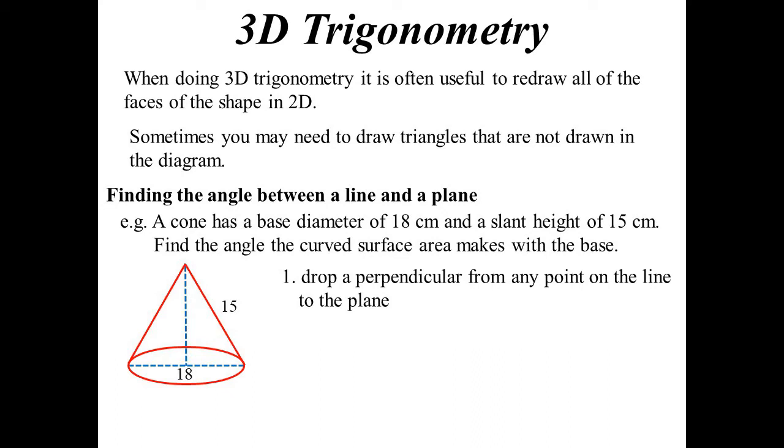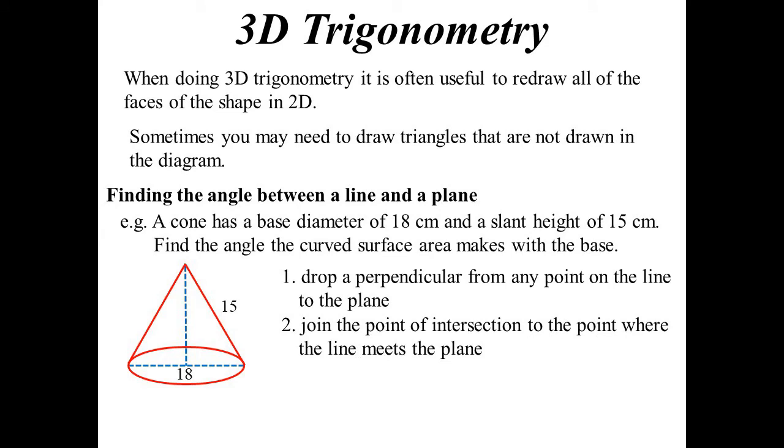And we drop it down. And then we join that point of intersection to the point where the line meets the plane. And in our diagram, that's already there for us because, of course, that is the diameter of the circle. So we now have a triangle. The base will be 9. Theta that I've labelled in there is the angle we're finding, and it becomes a very simple trig problem. Cosine theta is 9 on 15. We get 53 degrees.